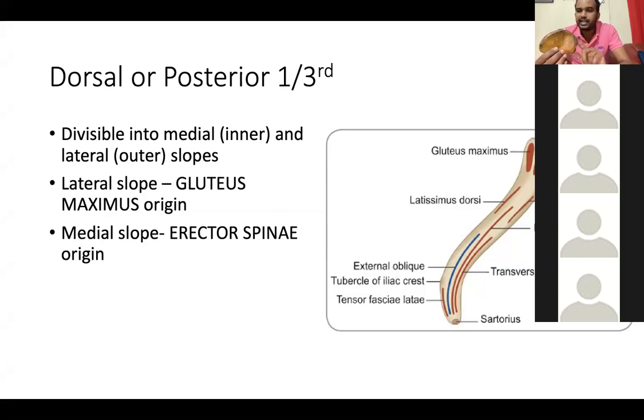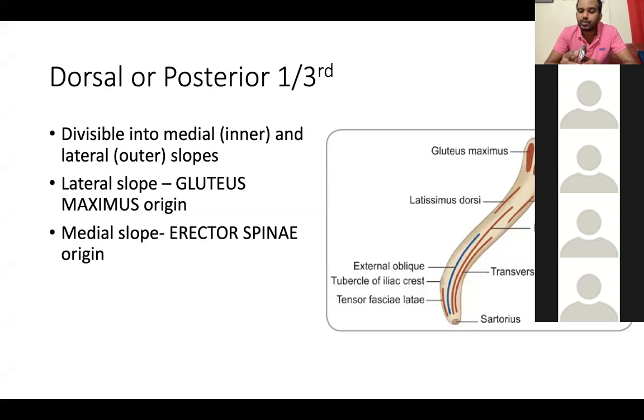One is the medial slope. Number two is the lateral slope. If you see here, it is having two slopes. This is one sloping area which is the lateral slope. This is one sloping area which is the medial slope. So the posterior 1/3 of the iliac crest is divided into two sloping areas. One is the lateral sloping area. Number two is the medial sloping area.